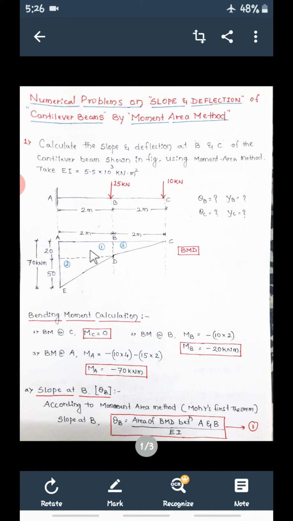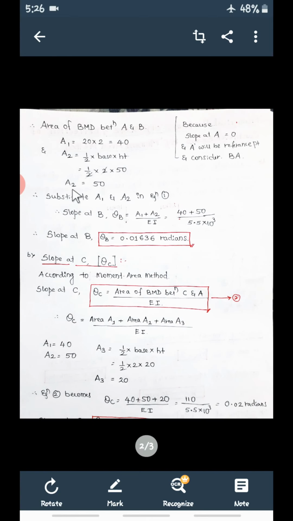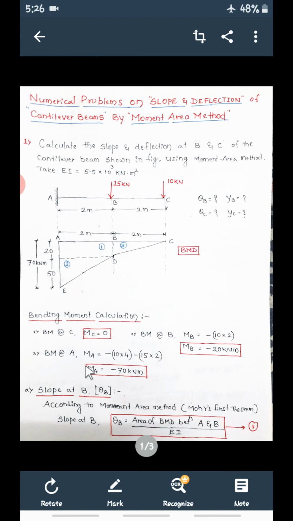Okay, so now this is the bending moment diagram. Now let us calculate first what they have asked, slope at B. Okay, then the slope at C. First we'll calculate slope theta B, slope at C theta C. Now see, how to calculate slope at B and C now.